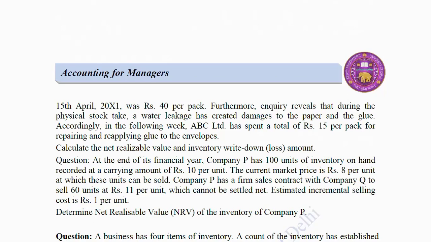Furthermore, enquiry reveals that during the physical stock take, a water leakage had damaged the paper and the glue. Accordingly, in the following week, ABC Limited has spent a total of rupees 15 per pack for repairing and reapplying glue to the envelopes. Calculate the net realizable value and inventory written down loss amount.